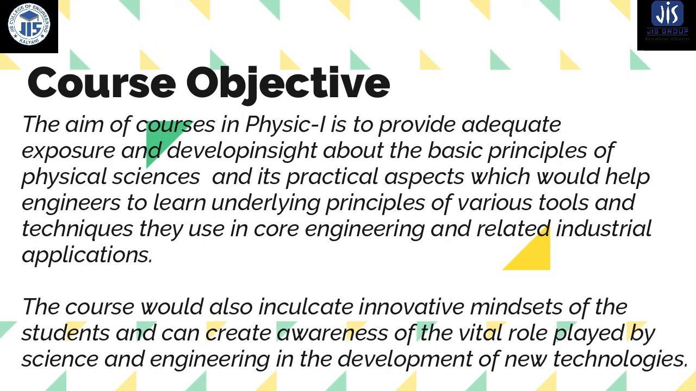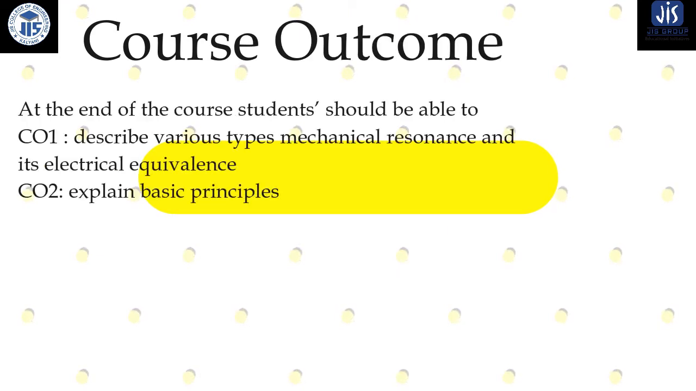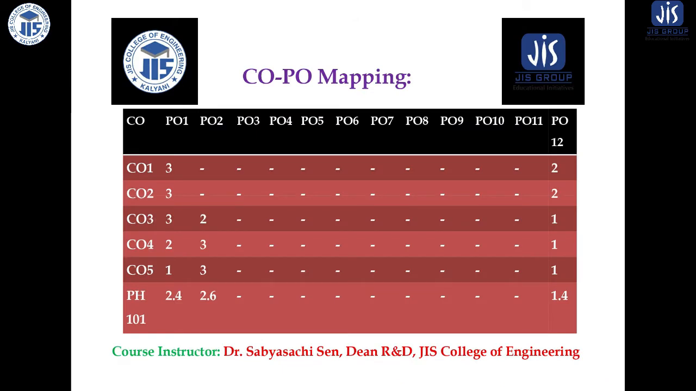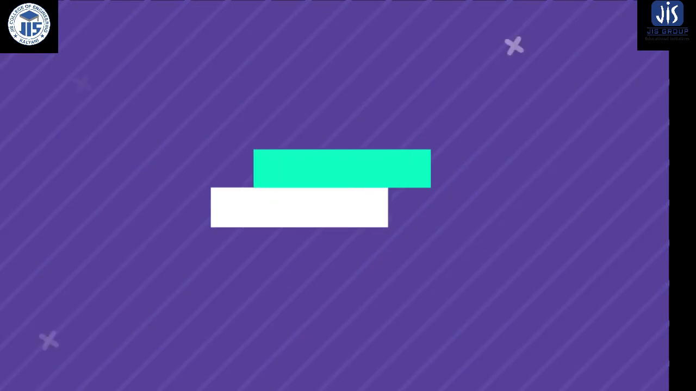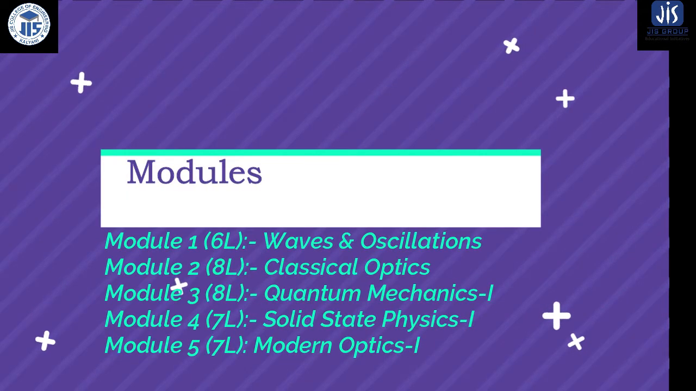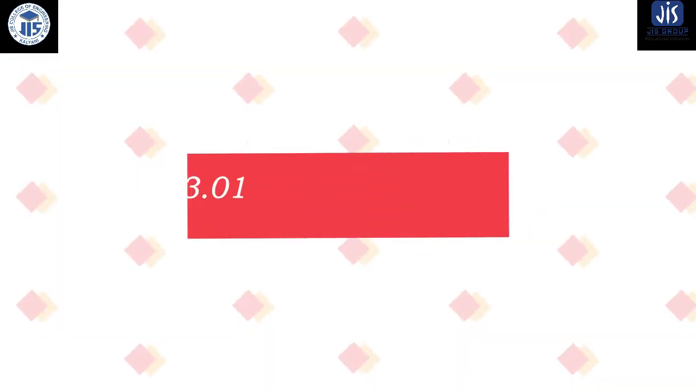Myself is Dr. Shobboshachi Shen. I'll be offering you the physics courses, course objective, course outcome. You can see on the screen, and we are in outcome-based education. So every course is mapped with its probable outcomes, which I have illustrated later on. Now there are 5 modules. We'll be going one by one to each module and explore the world of physics.